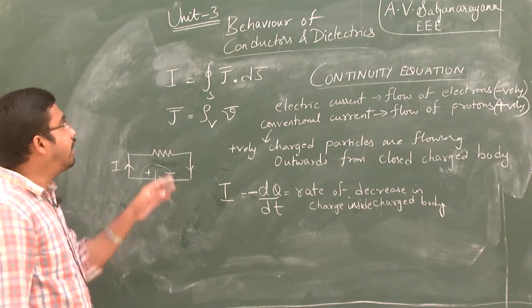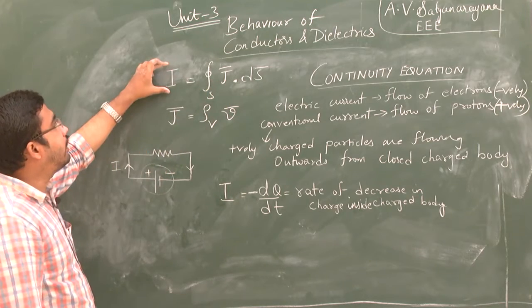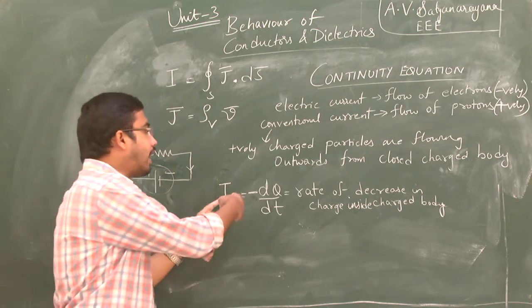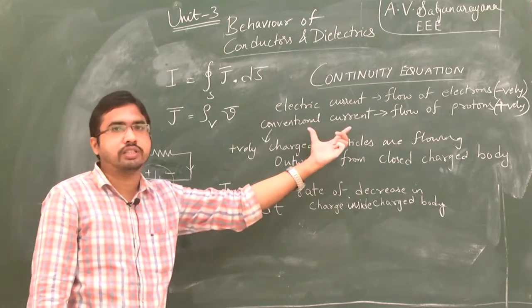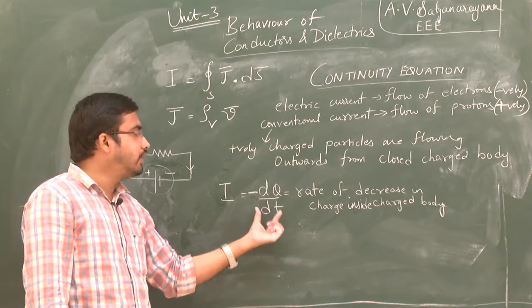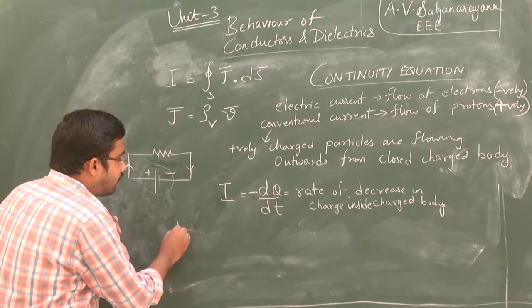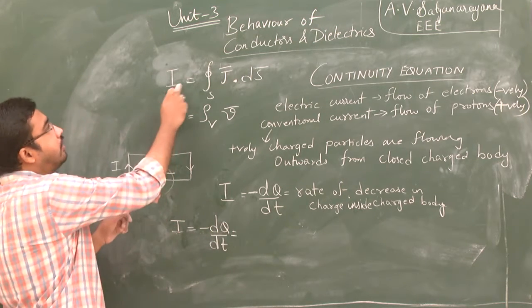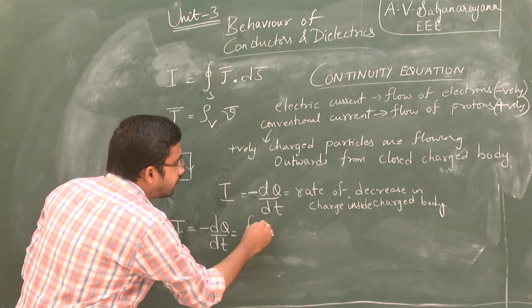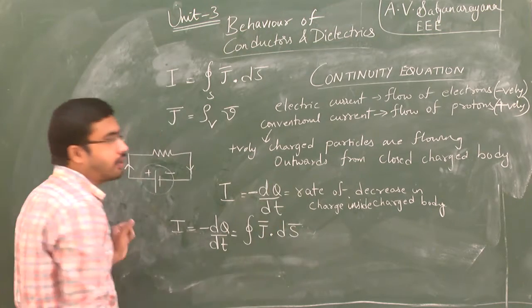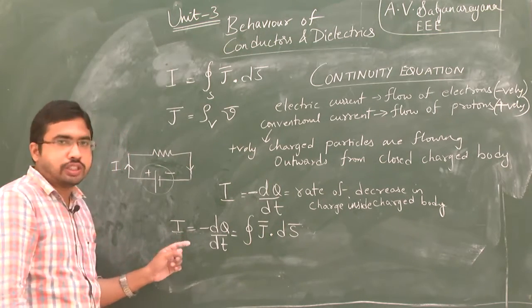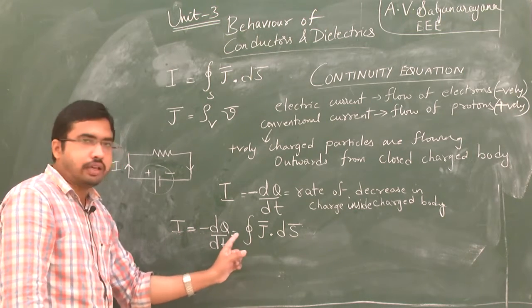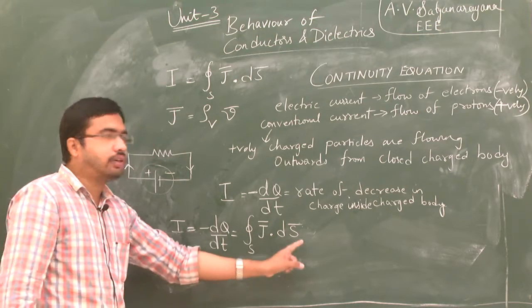But what is the general relation between I and j bar? Already we have derived that I equal to closed surface integral of j bar dot ds bar. Now this I in this charged body, when you consider this conventional current, is also I equal to minus dq by dt. So can we equate I equal to minus dq by dt is equal to, what is I value? That is closed surface integral of j bar dot ds bar. Okay, so this equation I equal to minus dq by dt is equal to closed surface integral of j bar dot ds bar.